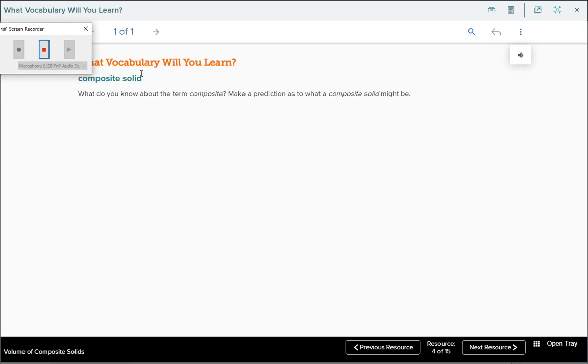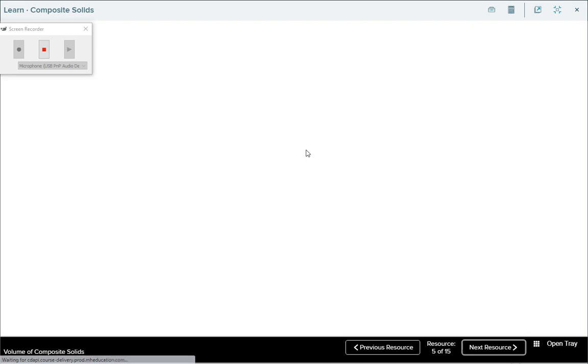Composite solid, which we already talked about. It's basically just two or more solids coming together to form one, and there's not going to be a specific volume formula to solve for that. You're going to have to decompose it.